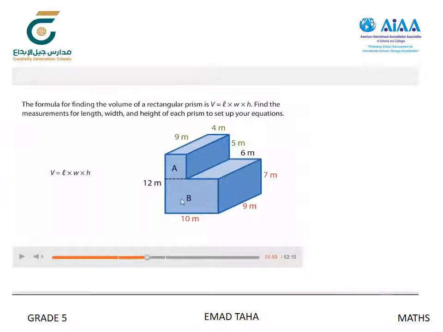Okay, the prism number B, its dimensions are 10, 9, and 7. Okay, look here, 7, 7, 7. The total here is 12, and the small one is 7, so the remainder equals 5, 5, and 5. So the dimensions for the upper one, for A, are 5, 4, and 9.